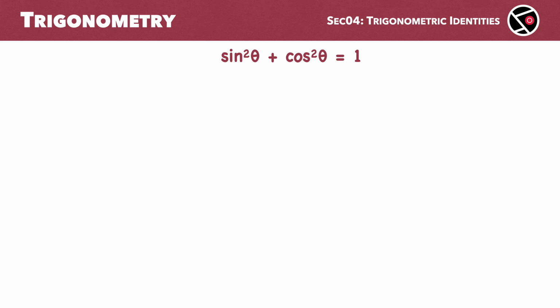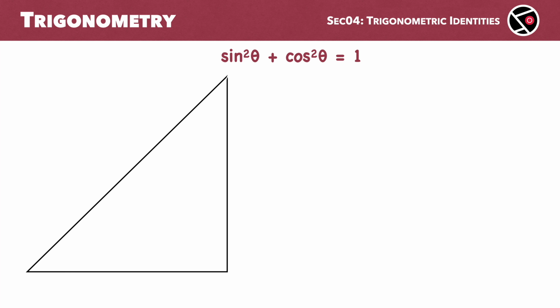This time, let's start with a right-angled triangle. One of the interior angles is theta. The side opposite to theta is A. The side adjacent to theta is B. And the hypotenuse is H. So, sin theta will be A by H and cos theta will be B by H.